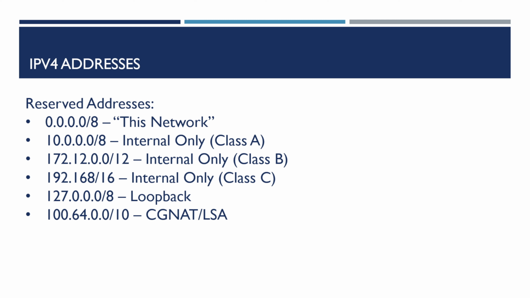100.64.0.0/10 is reserved for carrier grade NAT. We'll talk a little bit about NAT later on, but CGNAT is just an enterprise version of normal NAT. It's public address space reserved.